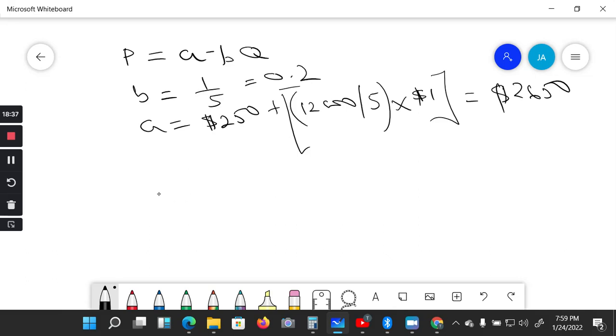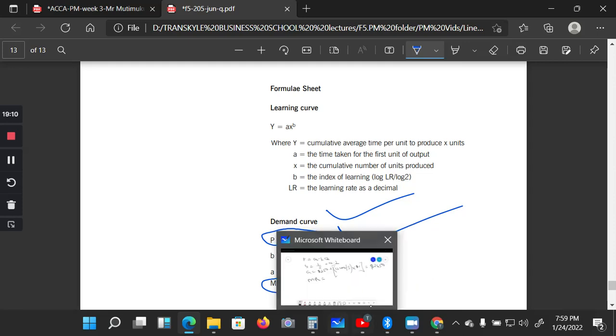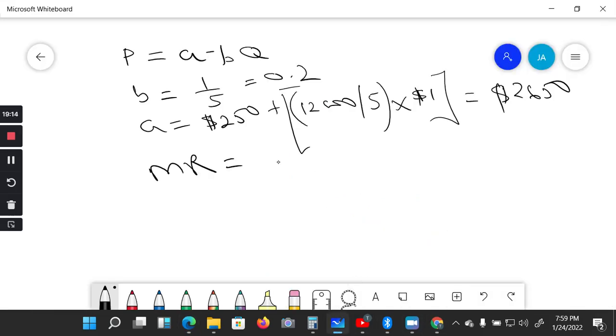Then MR. The equation for MR is given in the question paper. A minus 2BQ. Which is equal to, our A is this one, 2650, minus 2B, and our B is 0.2, times Q. And what is our Q?